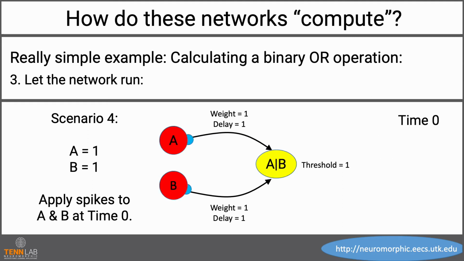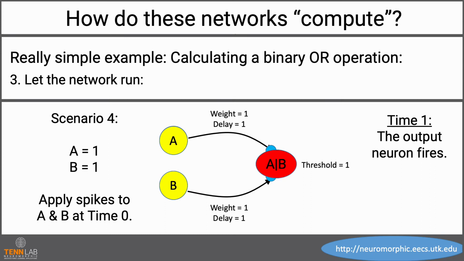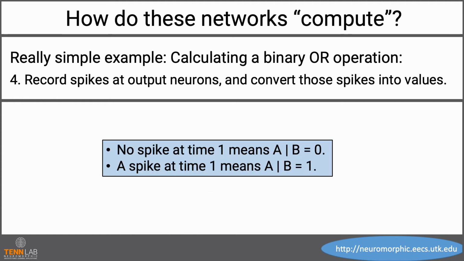And then in the final scenario, both A and B equal 1, so they both fire at time 1, and so their spikes arrive at the output neuron at the same time. It'll add up the weights, which will equal 2, which again exceeds the threshold, so the neuron fires at time 1. So these networks compute by applying your inputs at time 0 and then looking at the output neuron at time 1. If it spikes, then A or B is true. If it doesn't, A or B was false.